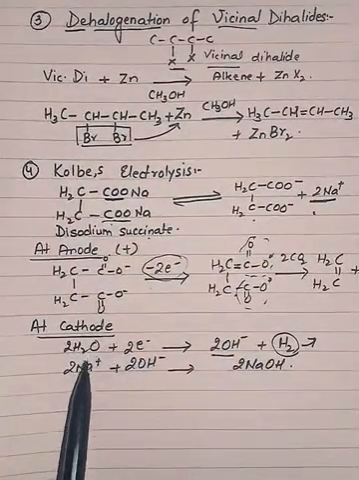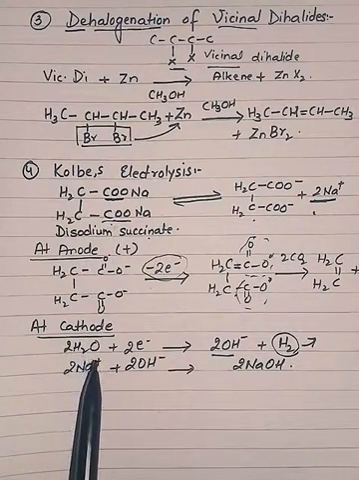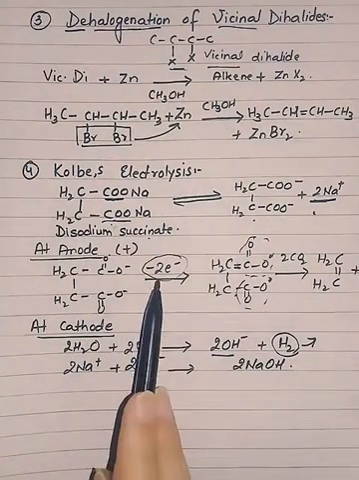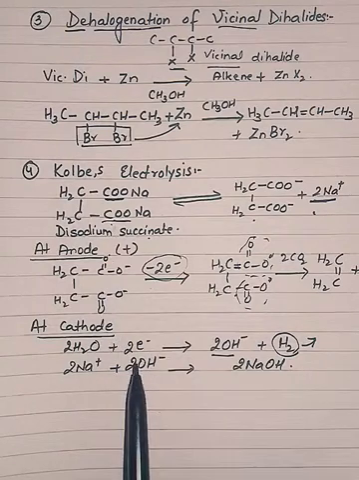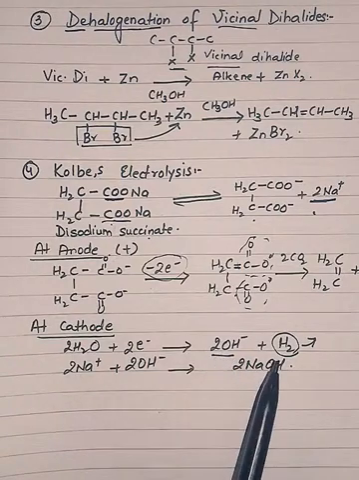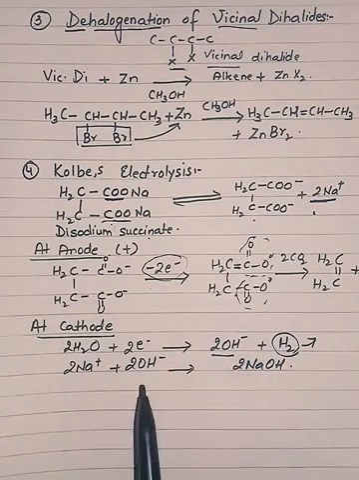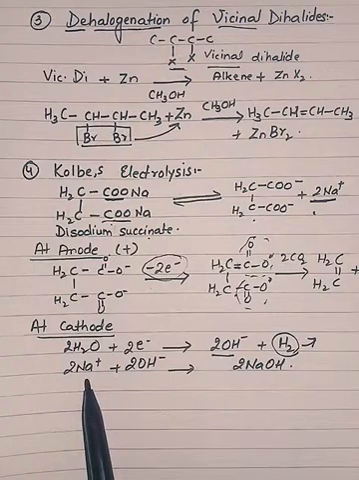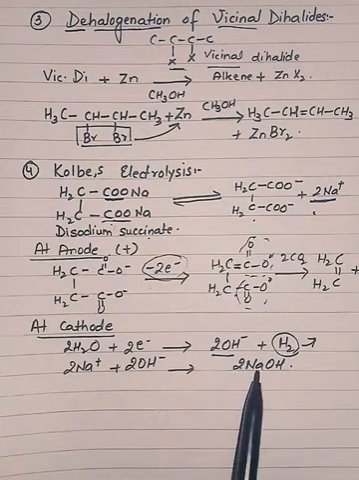At the cathode, water will take the two electrons given by the succinate ion, and it will be ionized to give two hydroxyl ions with liberation of hydrogen gas. The hydroxyl group will join with sodium, and it will give ultimately sodium hydroxide.